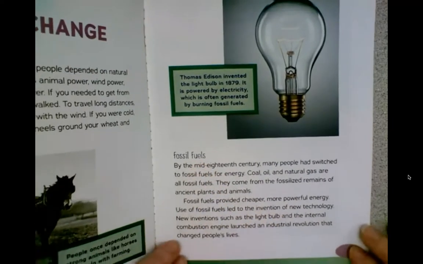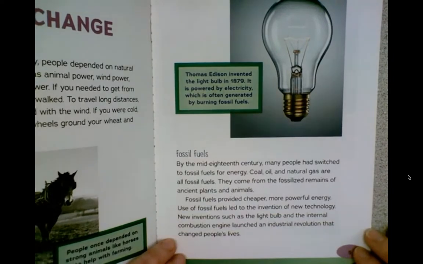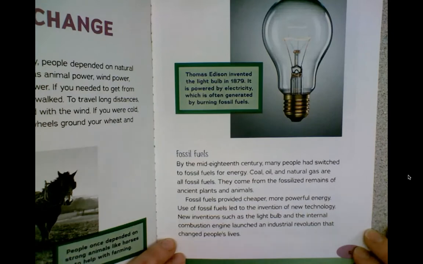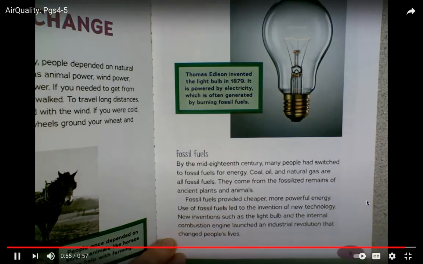Fossil fuels. By the mid-18th century, many people had switched to fossil fuels for energy. Coal, oil, and natural gas are all fossil fuels. They come from the fossilized remains of ancient plants and animals. Fossil fuels provided cheaper, more powerful energy. Use of fossil fuels led to the invention of new technology. New inventions such as the light bulb and the internal combustion engine launched an industrial revolution that changed people's lives.